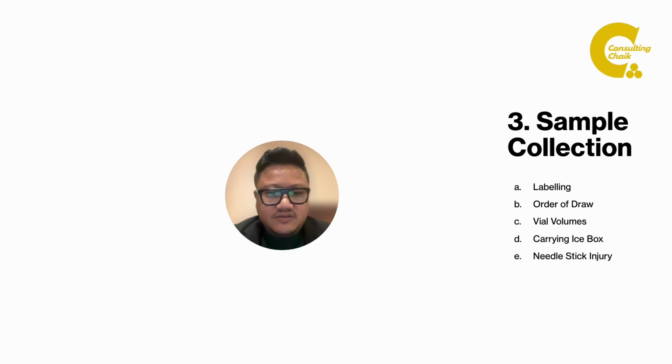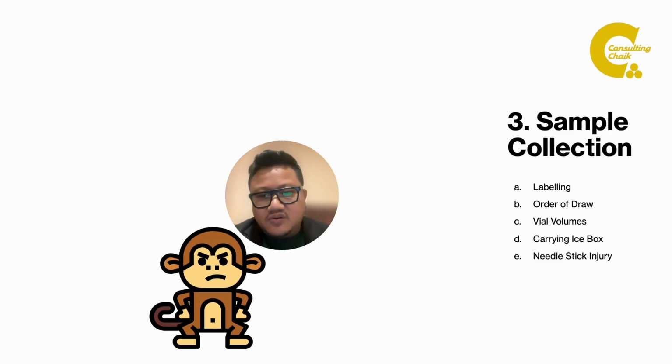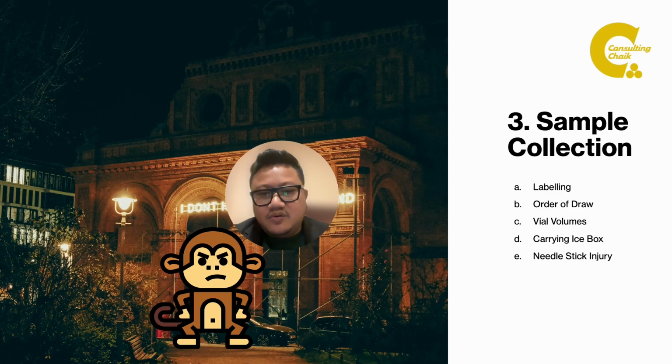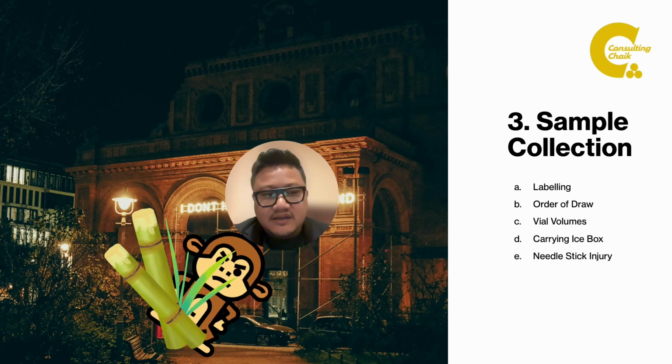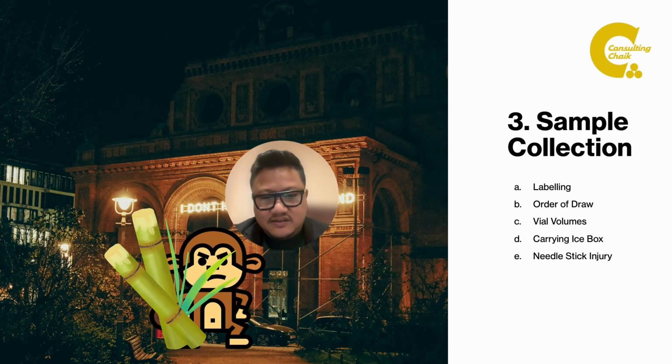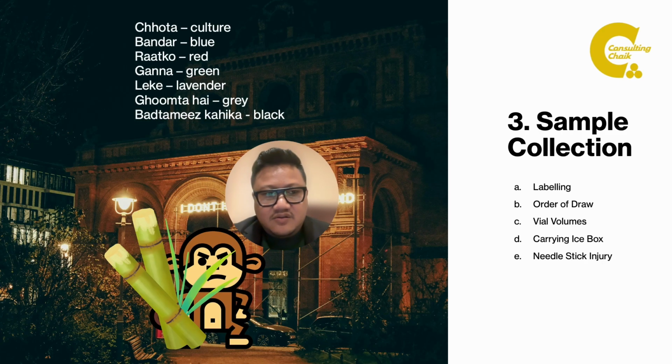So we'll learn this through some animation. So you can see a monkey. I'll use Hindi here. छोटा बंदर रात को गन्ना लेके घूमता है. Just imagine that this monkey is very naughty and badtameez, because the monkey is playing around.